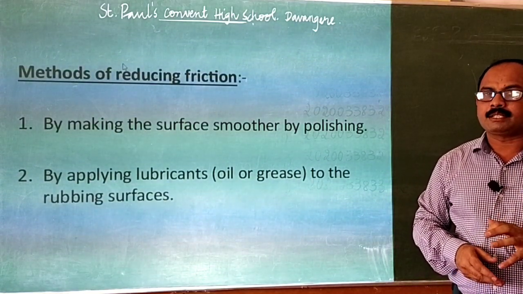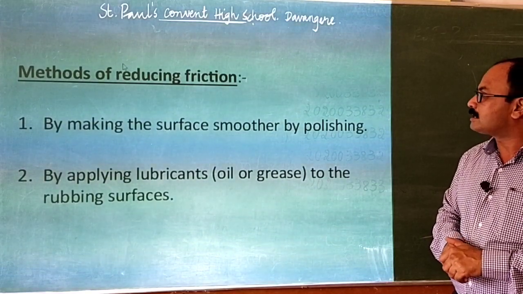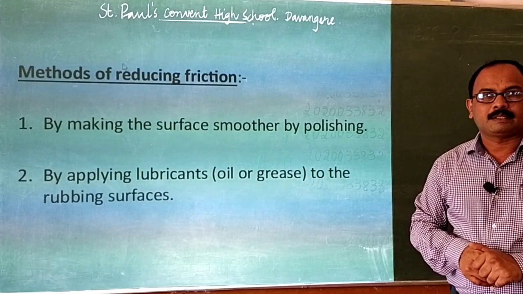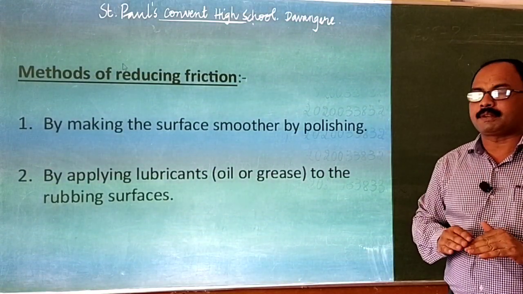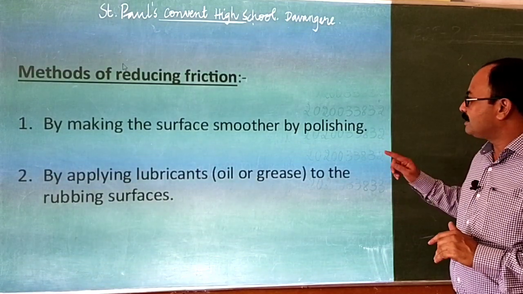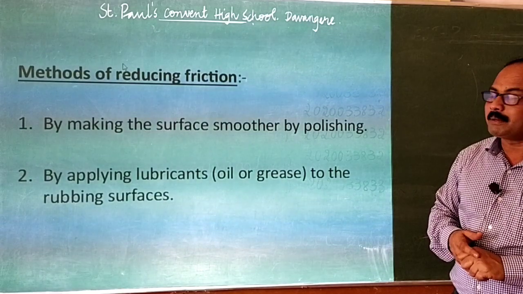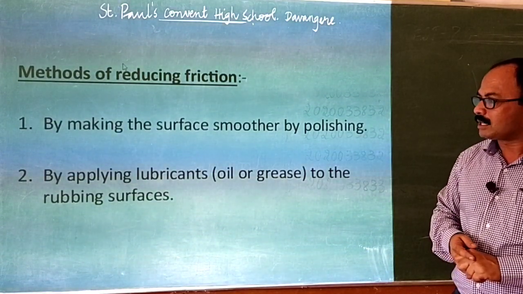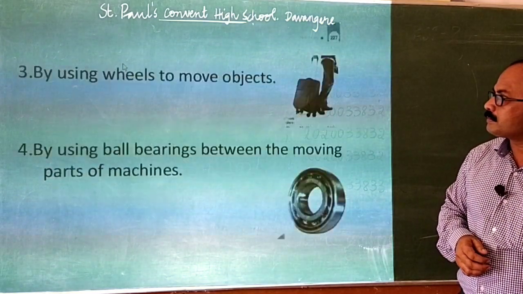Methods of reducing friction. What are the ways friction can be reduced? By making the surface smoother by polishing. So this is one way we can reduce friction. But you have to be very careful when we walk on this; we may slip and fall down. By applying lubricants, oil or grease, to the rubbing surfaces, friction can be reduced.